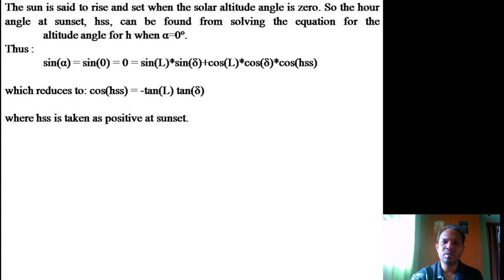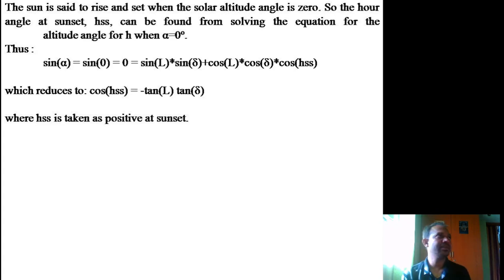This leads to cos of HSS. Dividing the equation by cos of L into cos of delta, because these two are common factors, I will divide the entire equation by cos of latitude angle and cos of the declination angle, then sine by cos will reduce to tan of L. So I'll take this onto the LHS, and this leads to cos of H, the hour angle, is equal to minus tan of latitude angle into tan of declination angle, where HSS is taken as positive at the sunset.